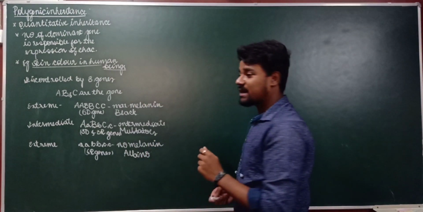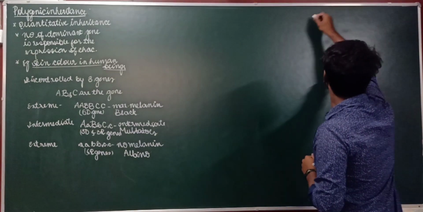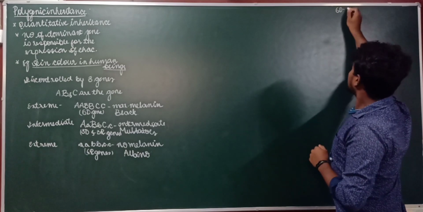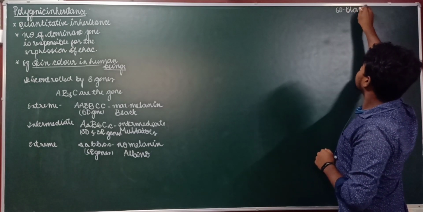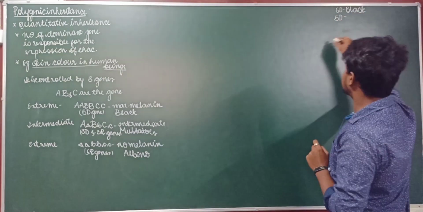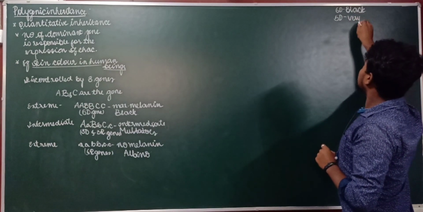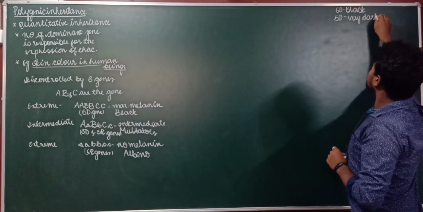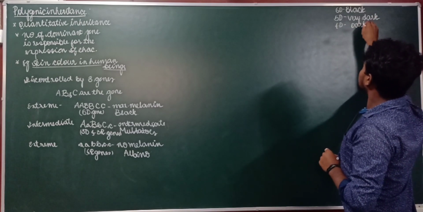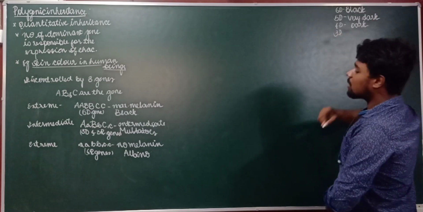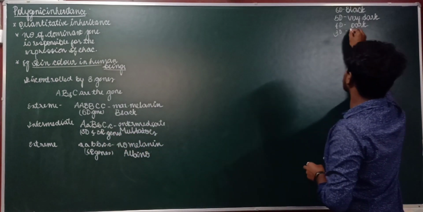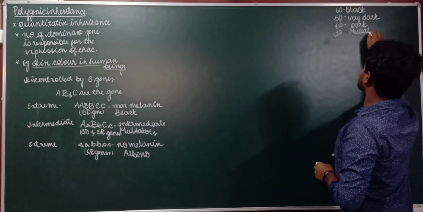Now we have to write a key. What is that key? I am writing it here. If there are 6 dominant genes, we call it black. If there are 5 dominant genes and 1 recessive gene, we call it very dark. If there are 4 dominant genes and 2 recessive genes, we call it dark. And if there are 3 dominant genes and 3 recessive genes, what do we call it? We call it an intermediate character, that is mulattoes. This is the key.